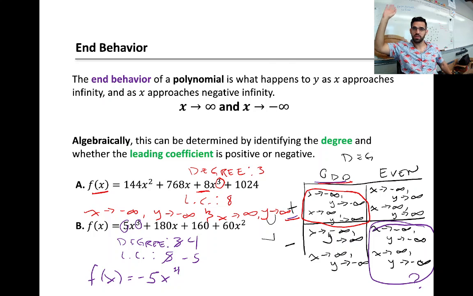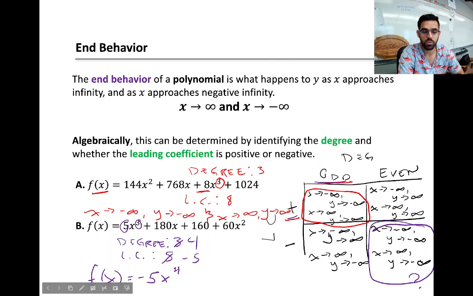You could graph some examples. Do those same odd degree functions, x to the power of 3, x to the power of 5, but make it negative x to the power of 3, negative x to the power of 5. And you'll see that you get that relationship for that end behavior.